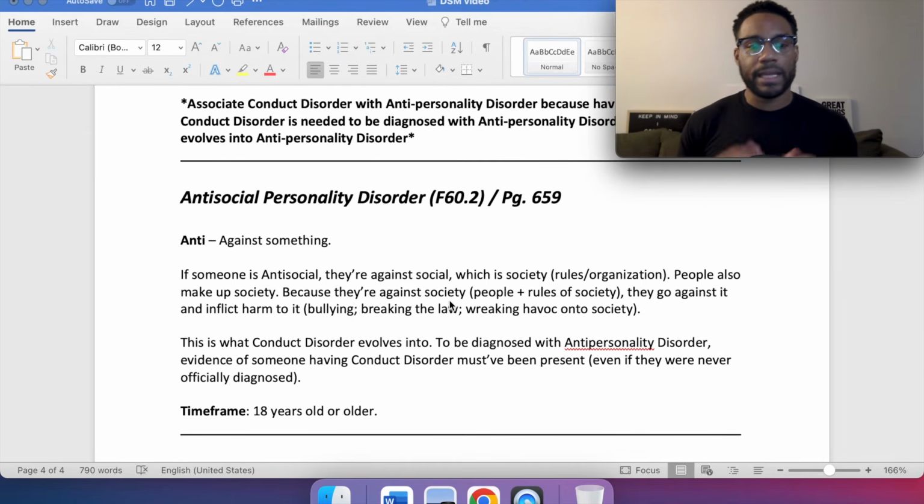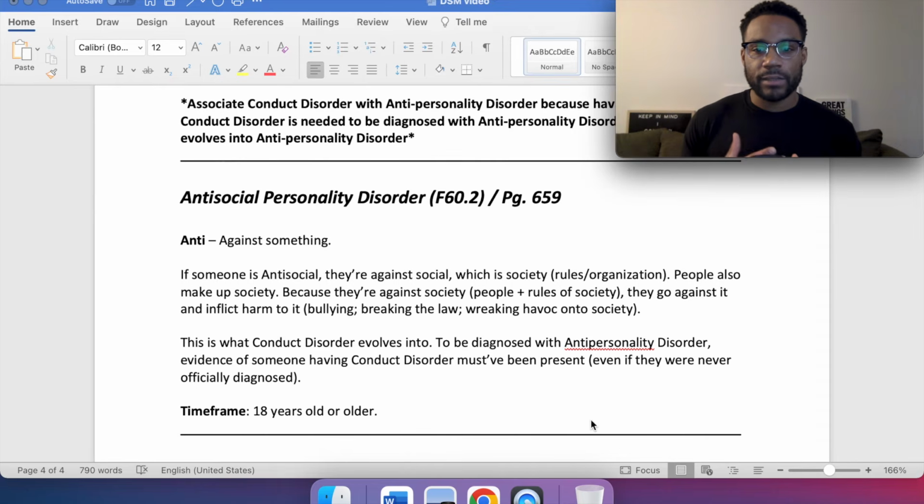antisocial personality disorder, anti means against something. You're anti something. If someone is antisocial, they are against social, which is society, which is the rules, organization. People also make up society. Because they are against society, which is people plus the rules of society, they go against it and inflict harm to it. Bullying, breaking the law, wreaking havoc onto society. This is what conduct disorder evolves into.